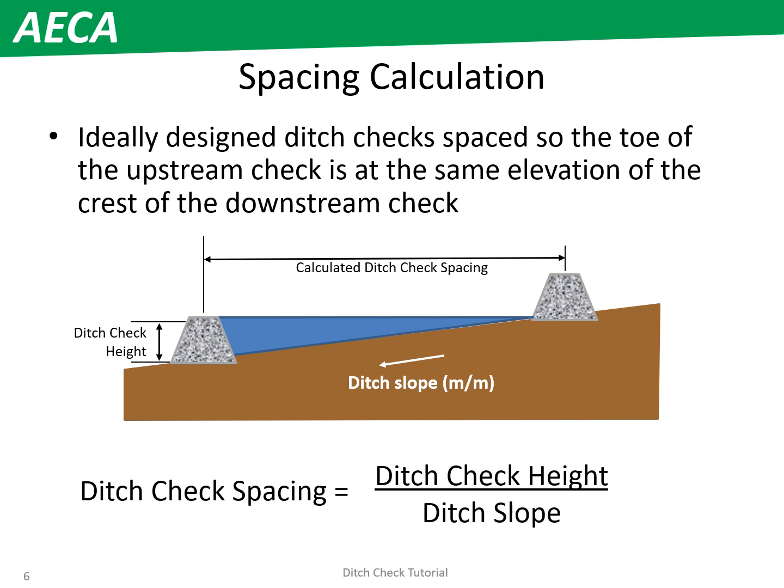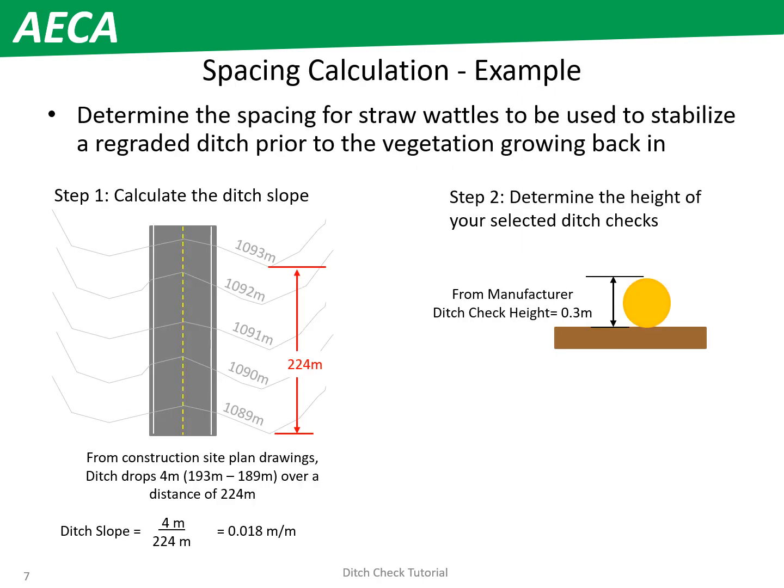Once you know your ditch slope and ditch check height, you can calculate the spacing of your ditch checks so that the top of the downstream ditch check is at the same elevation as the toe of the upstream ditch check, ensuring that during a runoff event, the water will be ponded back along the entire reach of the ditch. The ditch check spacing in meters will be equal to the ditch check height in meters divided by the ditch slope in meters per meter.